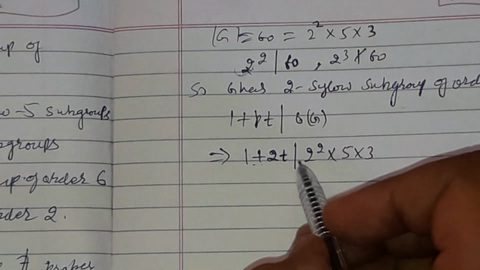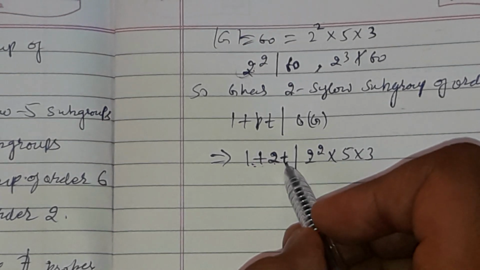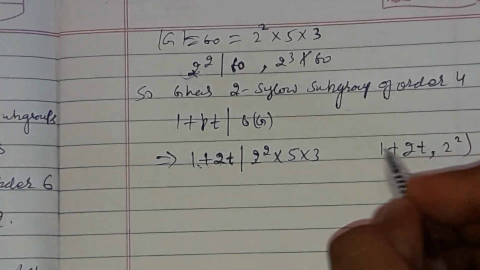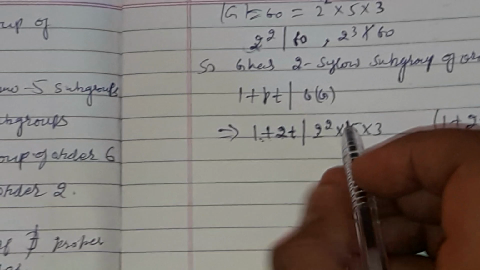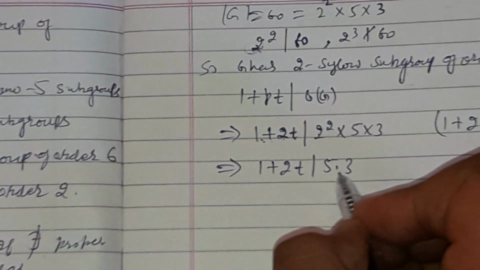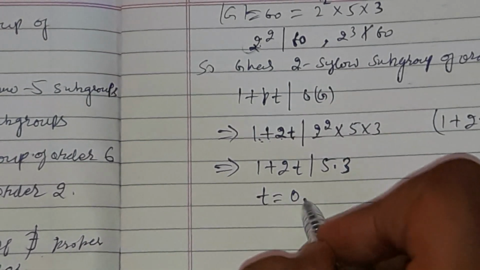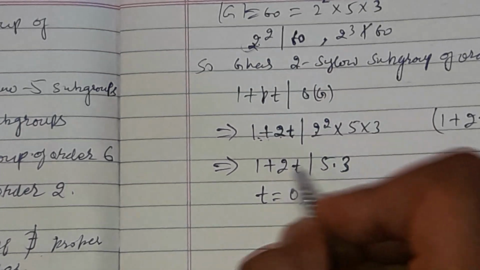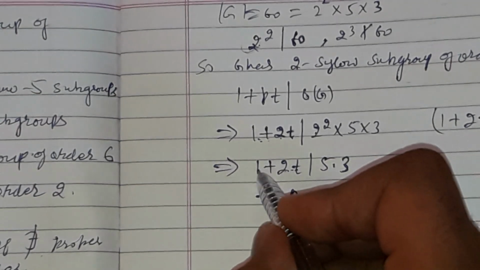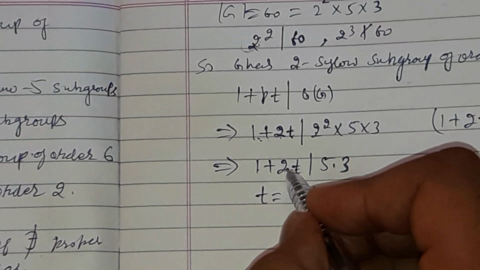Since 2 to power 2 remains coprime with 1 plus 2t, because t is some integer, I can write that 1 plus 2t divides 5 cross 3. The possible values for t: if t is 0, 1 divides this, which is true. If t equals 2, it becomes 5, and 5 divides 15, which is also true.